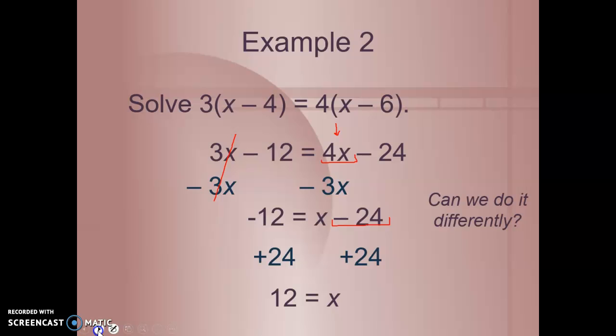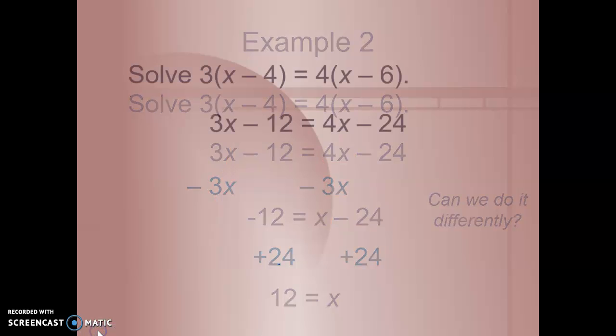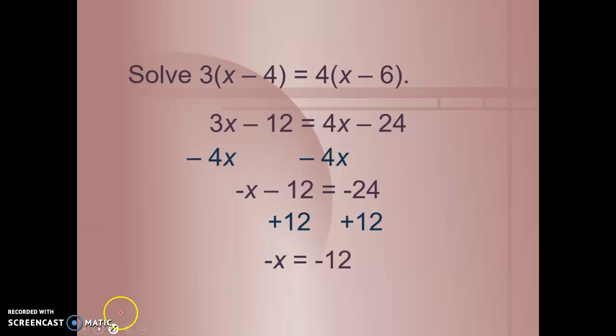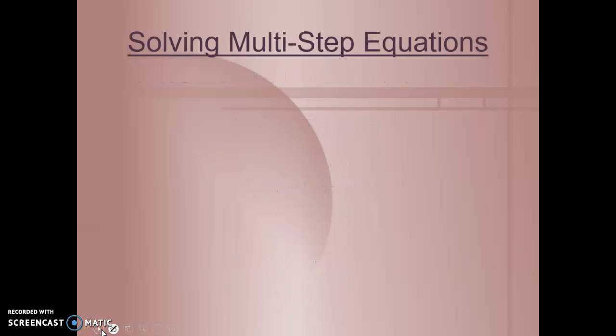Can we do it differently? Yes, we can. We said we could subtract 4x. And we could go about it that way. But what that's going to do is introduce some negative numbers. Negative x - 12 = -24. Add 12 to both sides, and we get -x = -12. Remember that there is a 1 in front of this x, actually a negative 1, so the way that we can get rid of that negative 1 is divide both sides by negative 1. And when we do that, we find out that x = 12. So you can do it either way. I just like to try to avoid the negative numbers if possible.